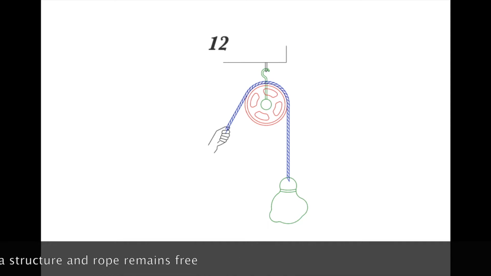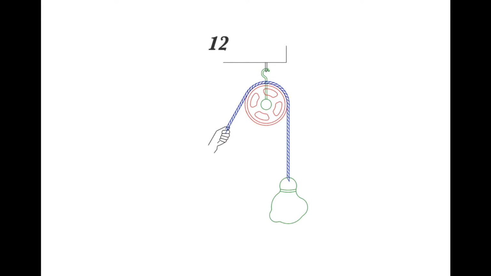If we look at this example right here, unfortunately it doesn't animate, but if you pull down on the rope, the package is going to go up. And as you can see, the pulley, the wheel, is attached to the ceiling, so it's not going to move. That's what we call a fixed pulley. Okay, it doesn't change the force at all, it just changes the direction.